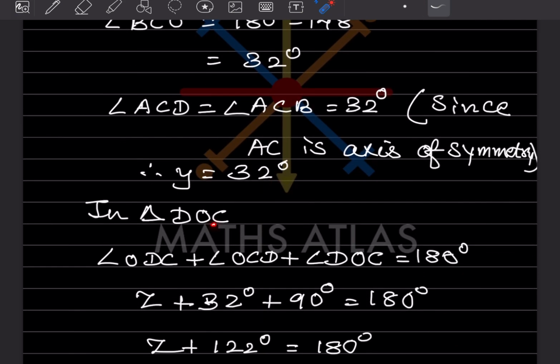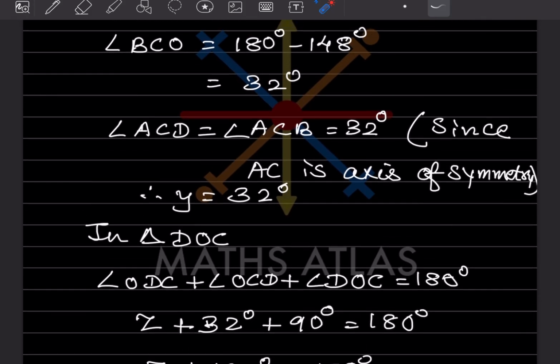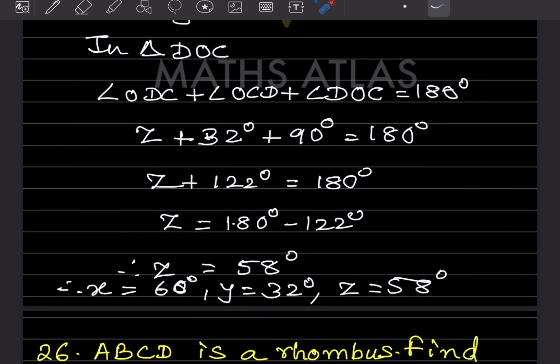Now in triangle DOC, angle ODC plus angle OCD plus angle DOC is 180. So this is Z, we got this as 32, DOC is 90, so that is 180. So Z plus this 122 is 180, so Z is going to be 180 minus 122, which is 58. So X is 60, Y is 32 and Z is 58.